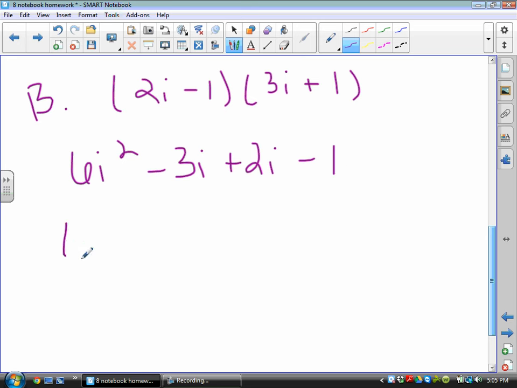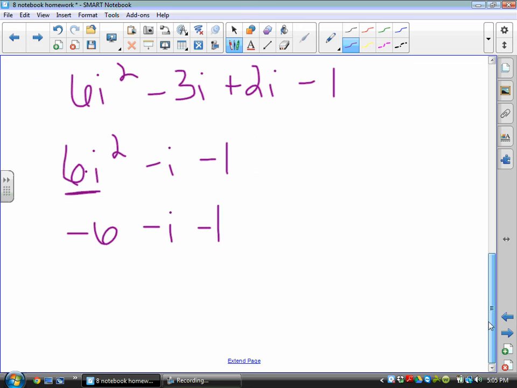I'm going to combine my like terms. So I have a negative i right here, minus 1. i squared is really worth negative 1, so this becomes negative 6. You're going to multiply the negative 1 times 6. So if I combine my terms again, I have negative 7 minus i, which is what I wanted.